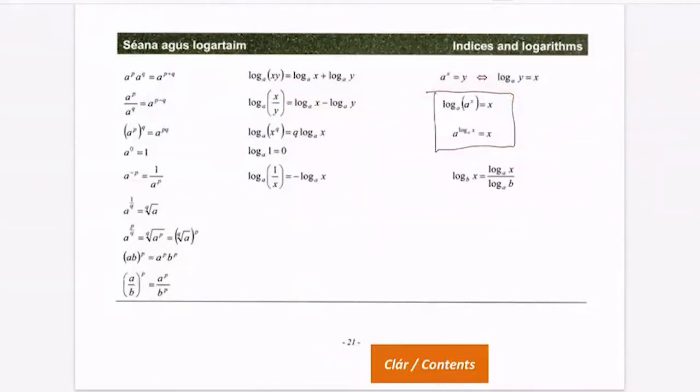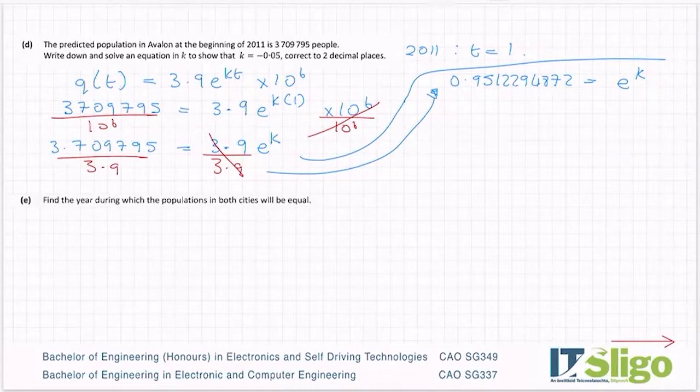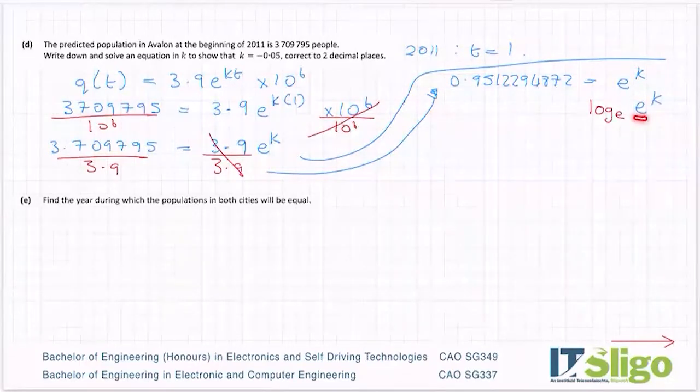Okay, so I'm going to do the opposite of e, which is log to the base e, or ln, whichever you prefer. I'm going to write it in red so you can see what I'm doing. So log to the base e of e to the power of k. Why do I do that? Because I know e and log e cancel. They're the opposite of each other, and I'll be left with just k.